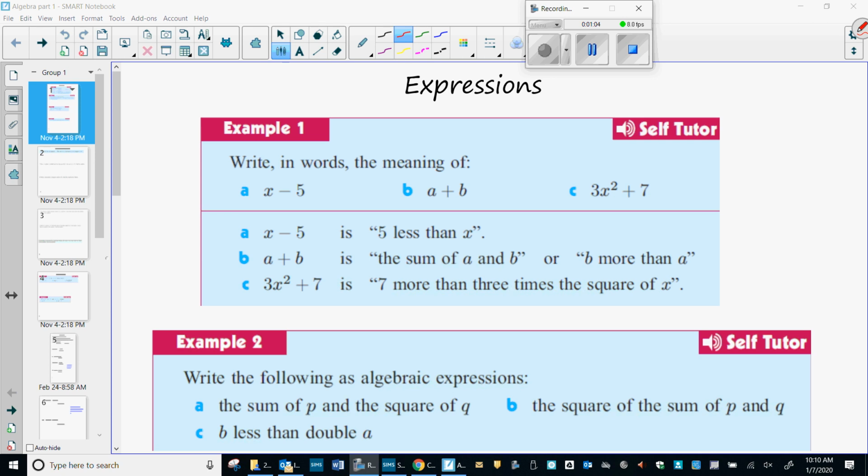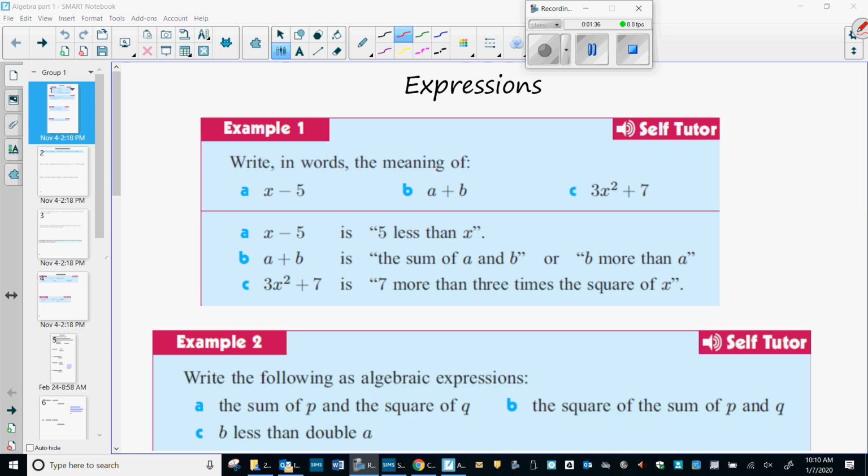So for example, if I've got x take away 5, if I see that, I need to know what that means. What that means is 5 less than x, or x has 5 subtracted from it. There are lots of different ways. Now these 3 examples are literally just that: examples. As long as what you're saying has the same meaning as these, that's totally fine.